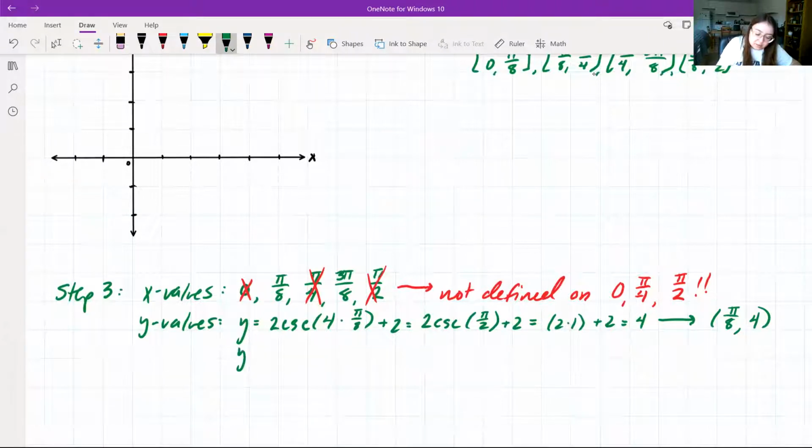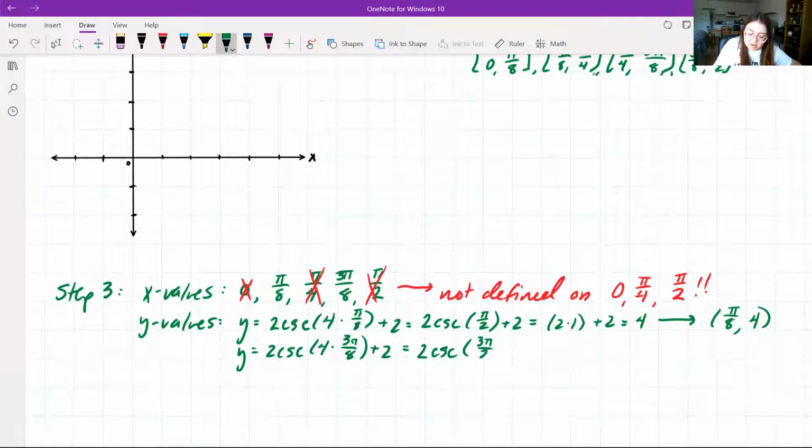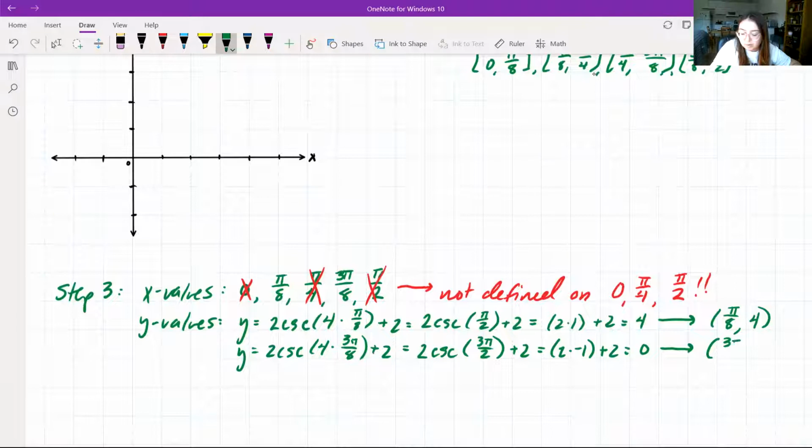And now we just have one more key point. So we have y is equal to 2 cosecant. Now we have 4 times 3 pi over 8 plus 2. So we have 2 cosecant of now 3 pi over 2, plus 2, where cosecant of 3 pi over 2 is going to end up being -1, so we have 2 times -1 plus 2. That's going to end up being -2 plus 2, which is just 0. So 3 pi over 8, 0. So these are our 2 key points.